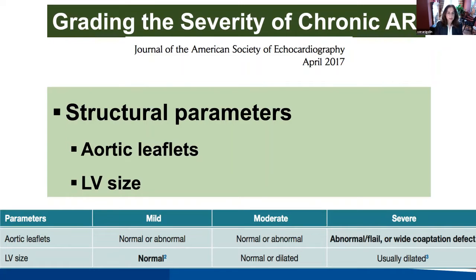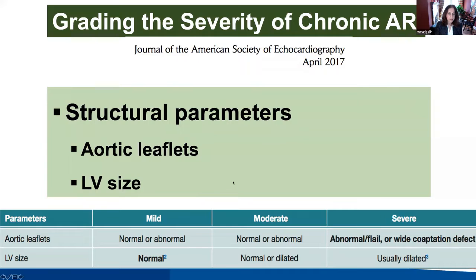So the first step in evaluating the severity of chronic AR is to look at the structure of the heart. We want to see, is the left ventricle dilated? Is the ejection fraction normal? And we also want to look at the aortic valve itself. Do the leaflets look normal? Do they look abnormal? So taking a very good look at the 2D findings before actually turning on any Doppler examination.